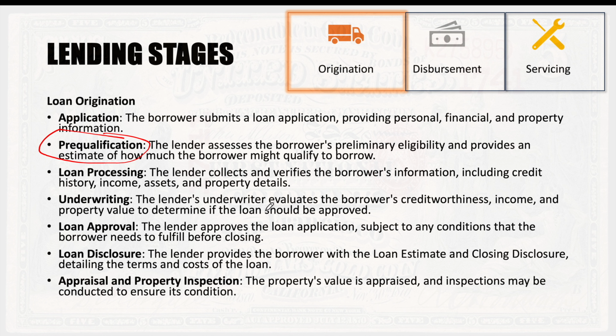Underwriting is important. Underwriting is a process which evaluates the borrower's creditworthiness, income, and property value. From the underwriting process, we would be able to know whether the borrower should be approved or should not be approved. Then we have a loan approval process. There are some disclosures which have to be disclosed to the borrower, and then we may have an appraisal and property inspection for the property for which the loan has been taken.